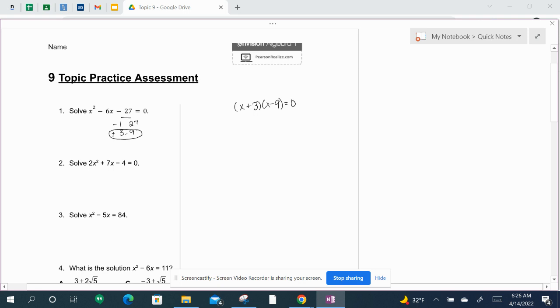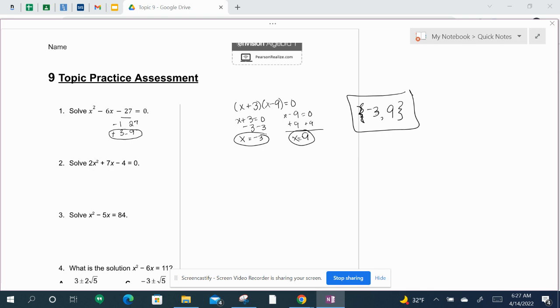So now using the zero product property, that tells me either x plus 3 is 0 or x minus 9 is 0. And then solving, I would subtract 3 from each side and get x could be negative 3. And over here, I could add 9 to each side, and I would get x is equal to positive 9. So my two solutions here are the set negative 3 and 9. Those can be in any order because it's not an ordered pair. It's just the set of numbers that are a solution.